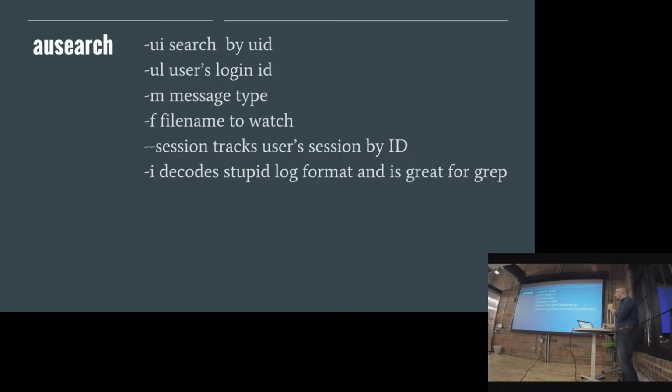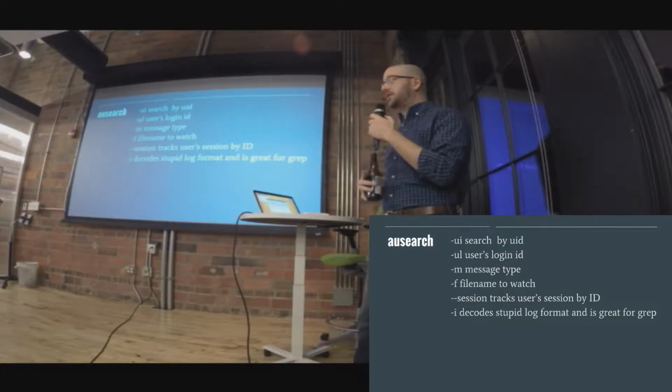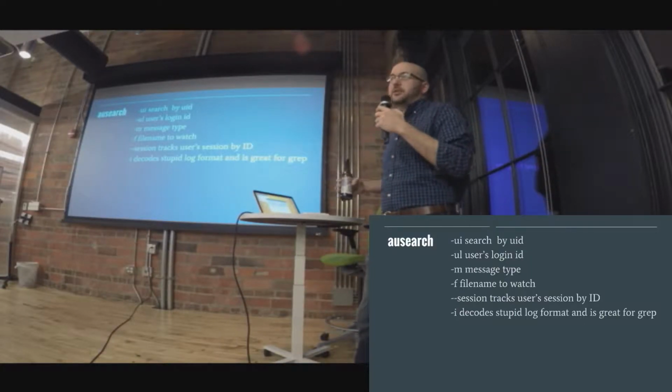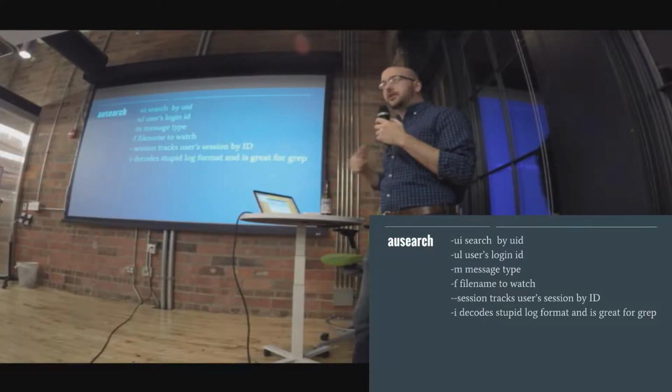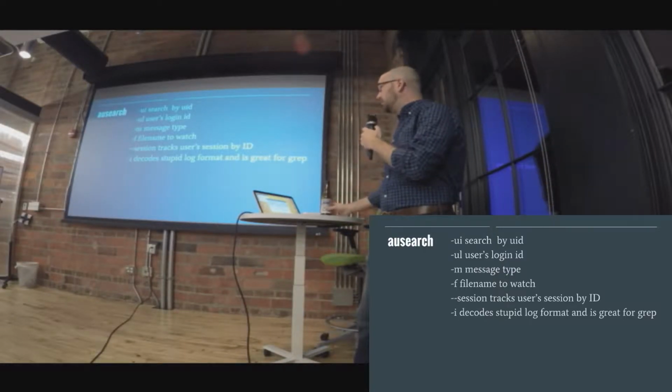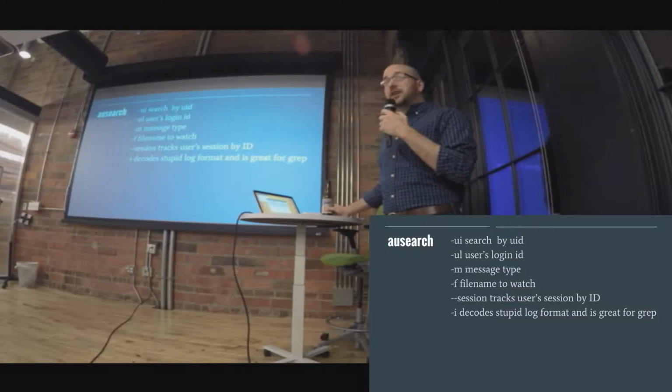ausearch -i is the thing that you'll want to be using pretty much all the time, because otherwise the base64 stuff can't be checked through. So -i will decode whatever that is and allow you to find whatever it is that you're looking for.